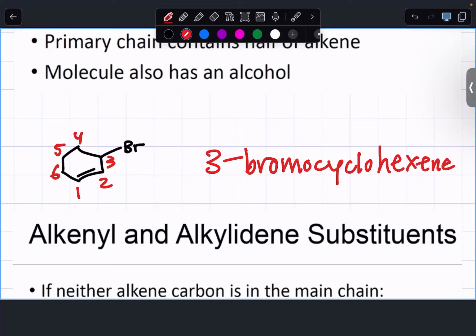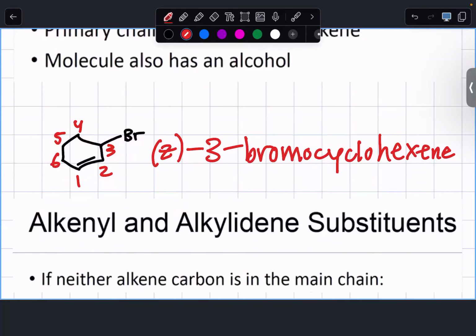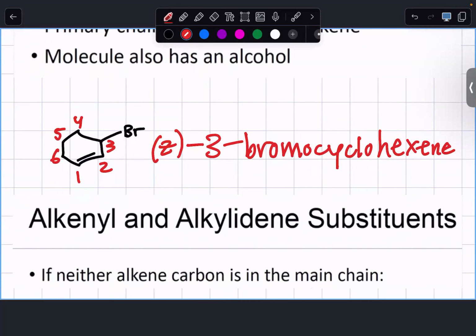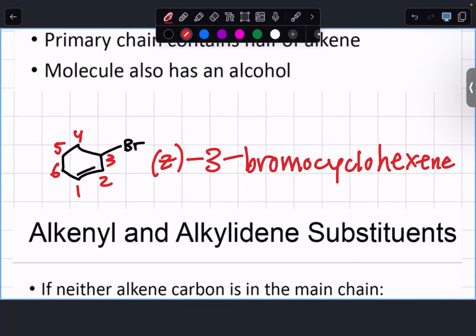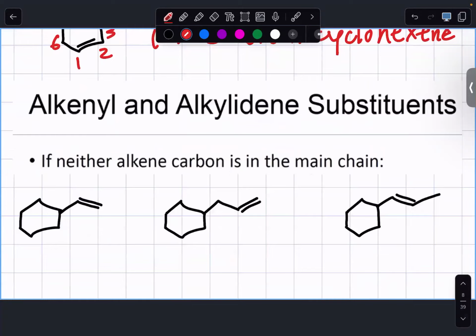In this case, this is the only time when Z is optional, because if it's in a cyclohexane, the alkene will always have to be Z, because we can't have an E alkene in a ring. The alkene on the cyclohexane will be Z. That's why the Z here is optional, but you could put Z too if you want. So there are multiple different possible names for these things.